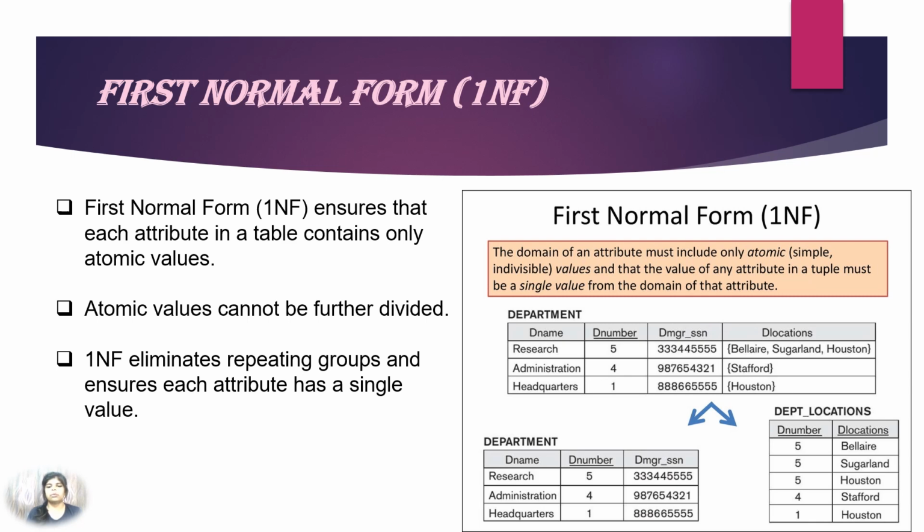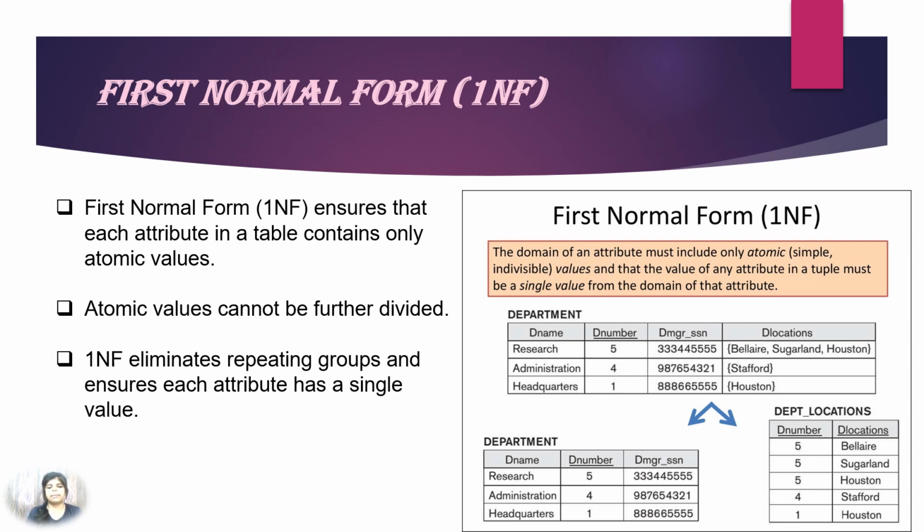Let's see first normal form. The domain of an attribute must include only atomic values, and the value of an attribute in a tuple must be a single value from the domain of the attribute. Here a tuple is also known as a record or a row. It's a basic unit of data in a relational database management system. A tuple represents a single instance of a relation or a table in the database. Each tuple contains a set of values or attributes that correspond to the columns or fields of the relation.